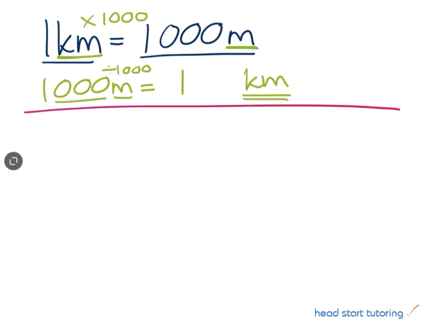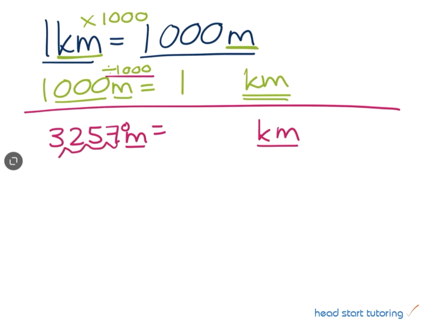If we have got the number 3257 meters, and we are wanting to convert that into kilometers, what we do is we go from the end of our whole number, we can put 0.0 at the end. Because we are going from a small measurement to a bigger measurement, we need to divide by 1,000. So we bring in 1, 2, 3 decimal places, and our answer is 3.257 kilometers.